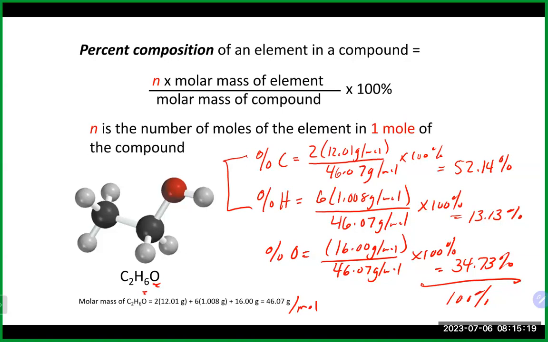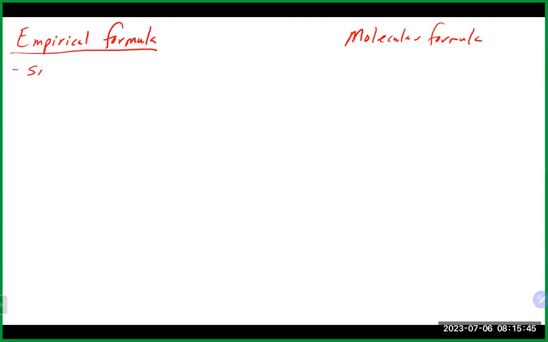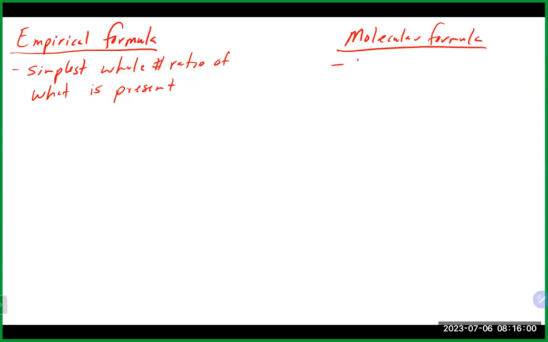So let's talk a little bit about that. Let's first talk about a couple of formulas, and I think we have previously, but let's officially talk about it. There's the empirical formula, and there's really the molecular formula. The empirical formula is the simplest whole number ratio of what is present. The molecular formula tells us exactly how much of each atom, or each element, is present.